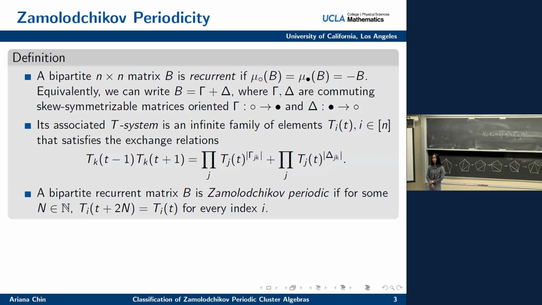What is the product? What is the product over? It's over all indices. So if this is an n by n matrix, it's from 1 to n.